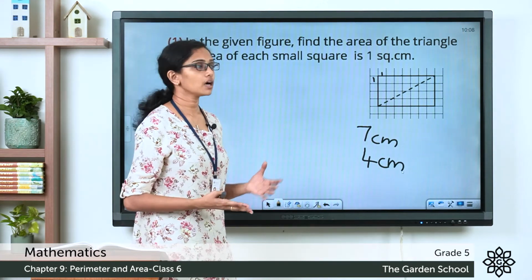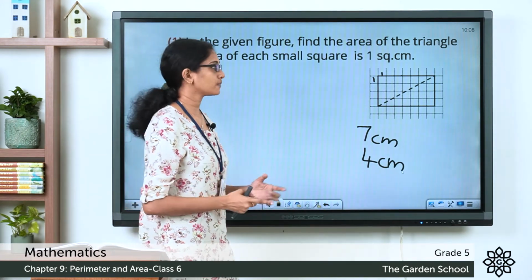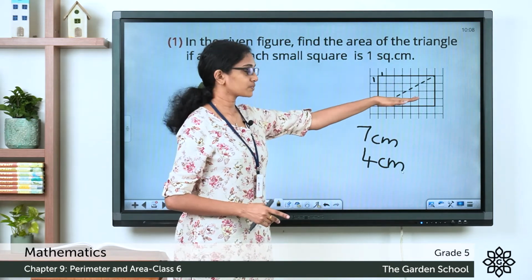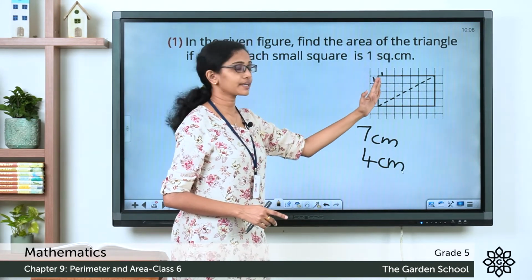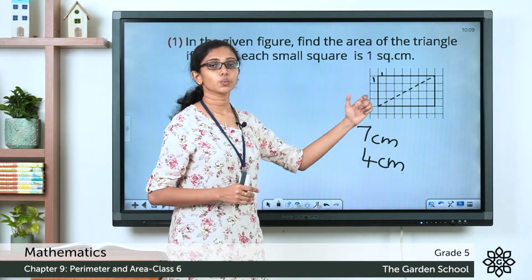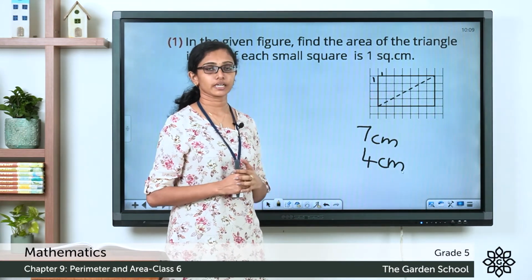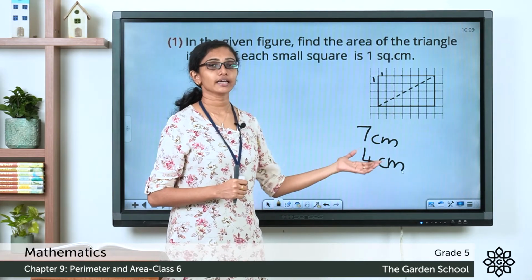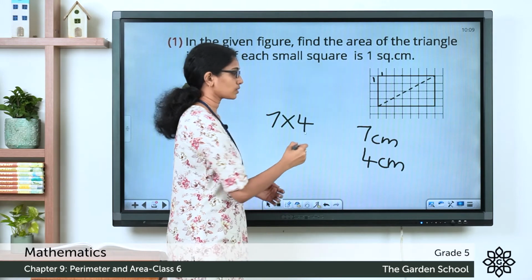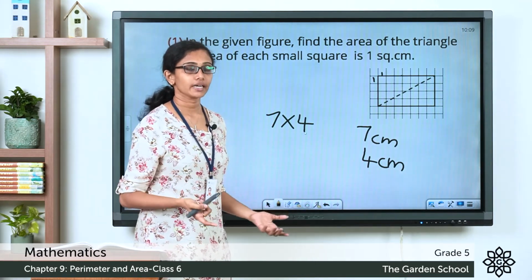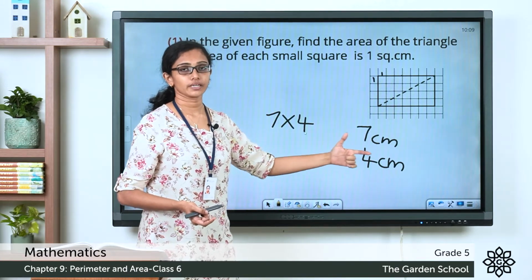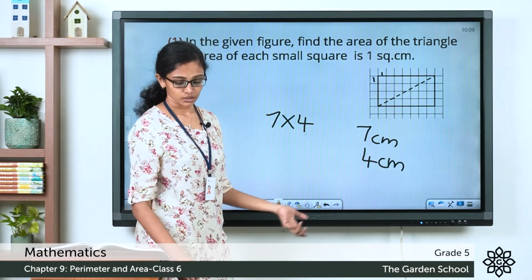Now what you have to find out? You have to find out the area of the triangle. You can see two triangles here. The area of one of the triangles will be half the area of the rectangle. So now that we know the length and breadth, we can find out the area of the rectangle. Area is equal to length into breadth, which is equal to 7 into 4. What is it? It is 28. And the area of the triangle will be half of 28, which will be 14 square centimeter.